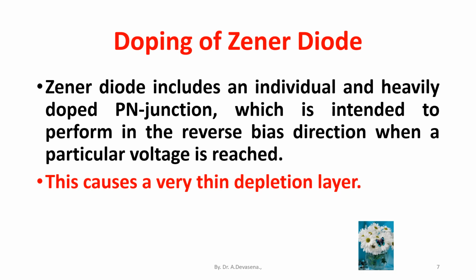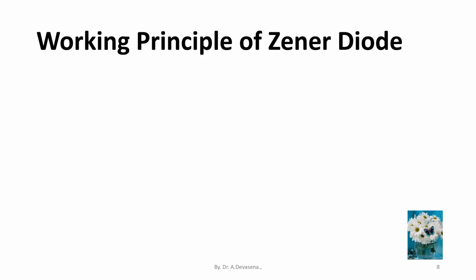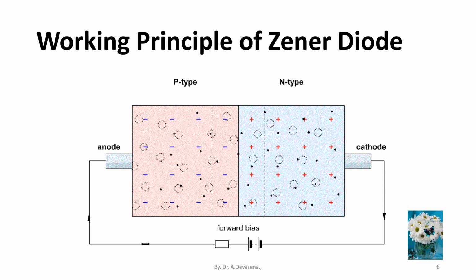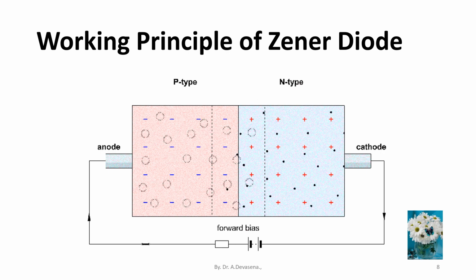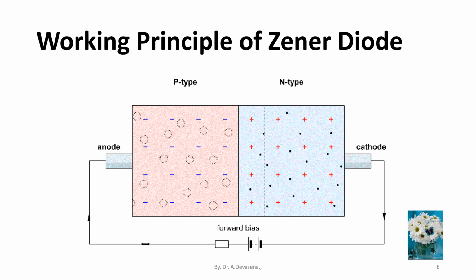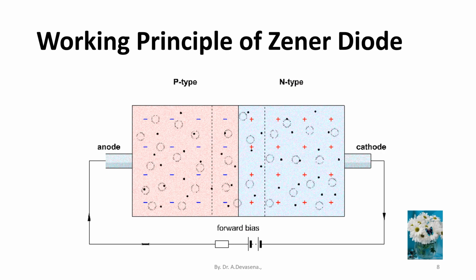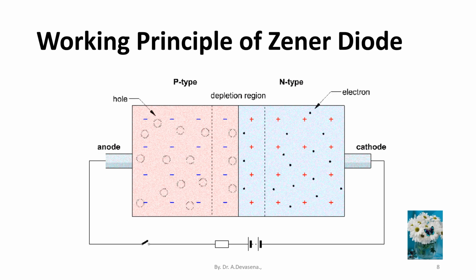This causes a very thin depletion layer. As a result, a Zener diode has a sharp reverse breakdown voltage V suffix Z. Working principle of Zener diode under forward bias and reverse bias condition is shown here. During the forward bias condition, the width of the depletion region decreases, but in reverse bias condition, the width of the depletion region increases. This is indicated in this animation.